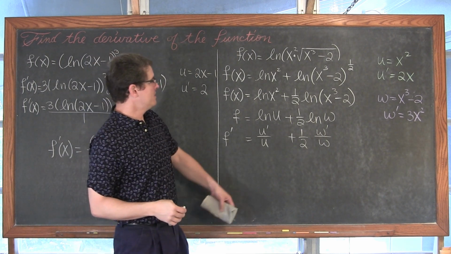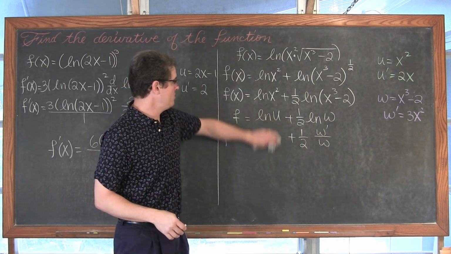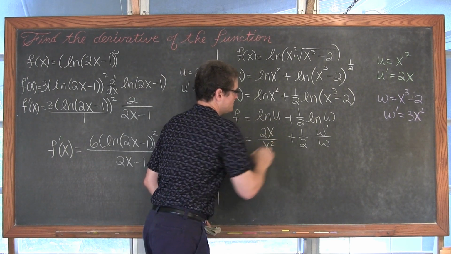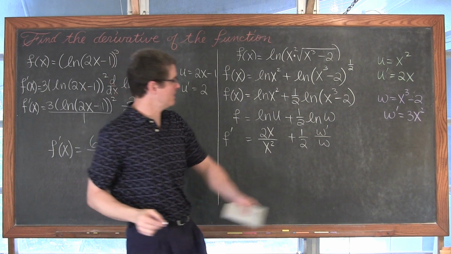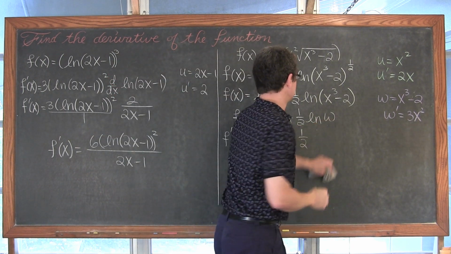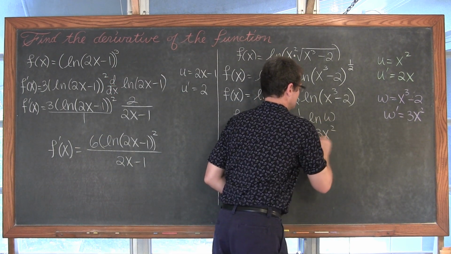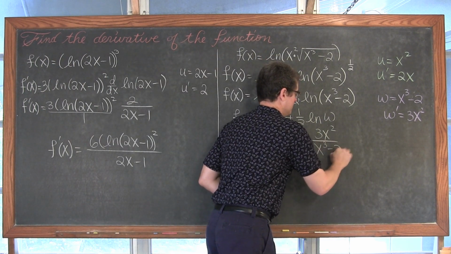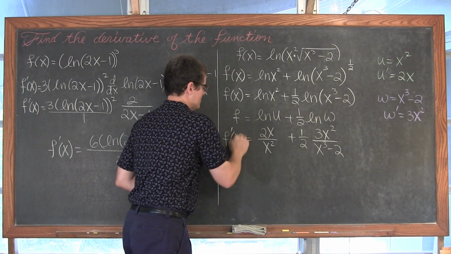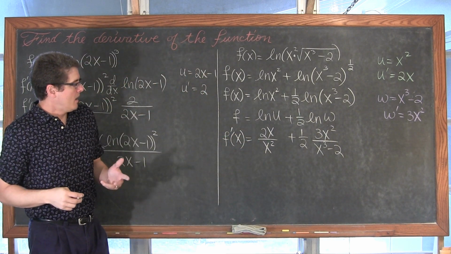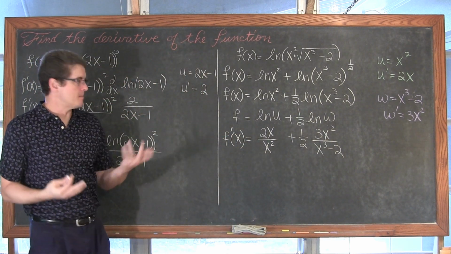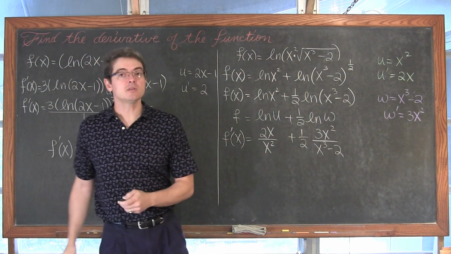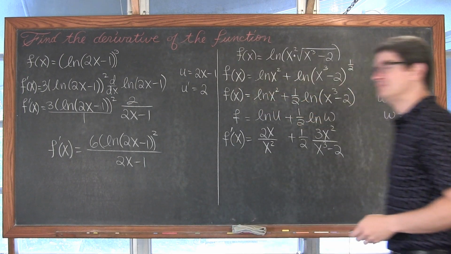So u prime is 2x and u is x squared. And w prime is 3x squared. And w, again, is x cubed minus 2. And get that in terms of x back in there. At this point, all we have to do is clean things up. So to just take a couple of seconds off the video, I'm going to step out and algebraically clean this up and see what our final answer is going to look like.